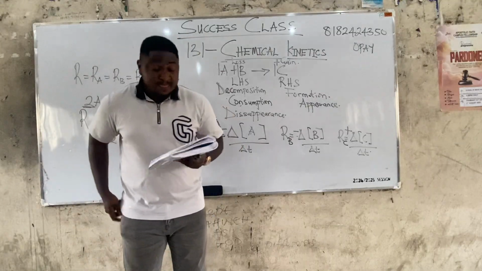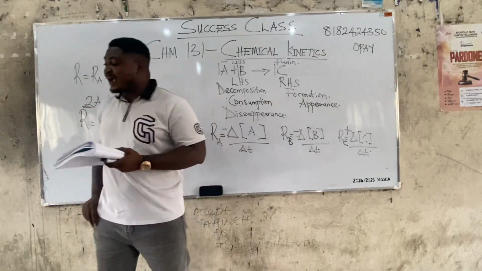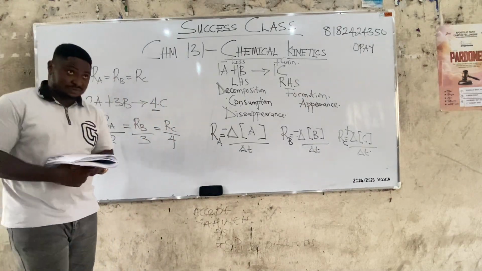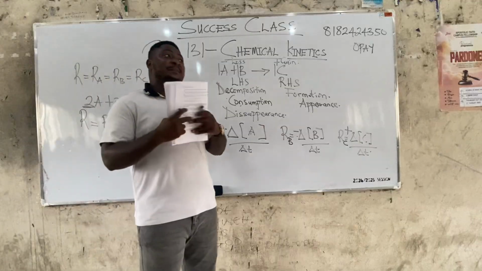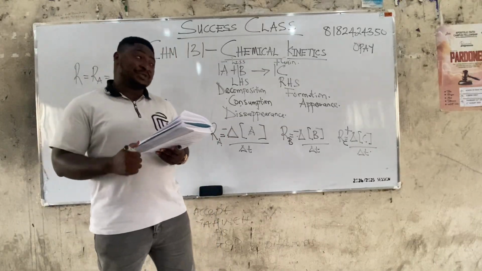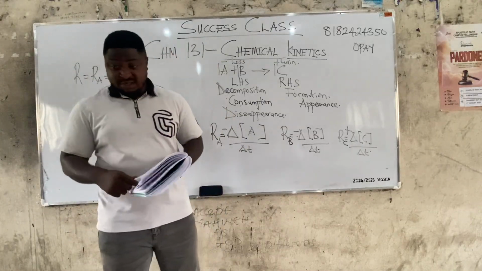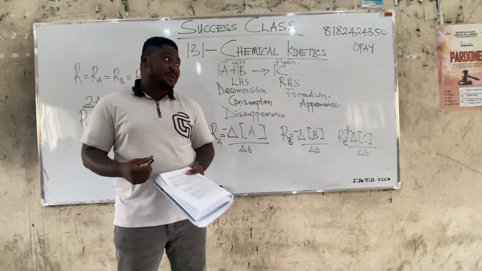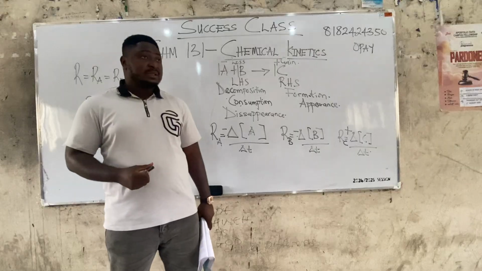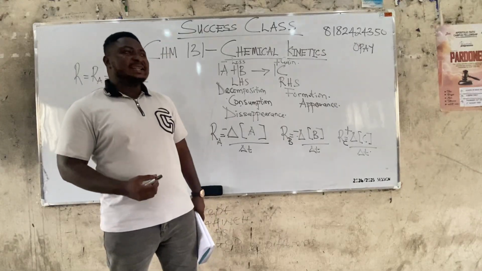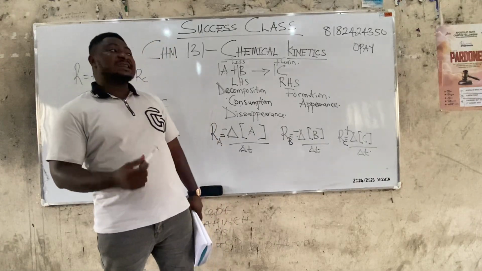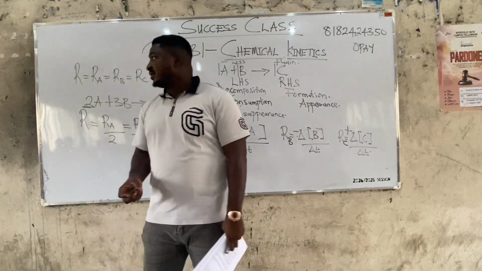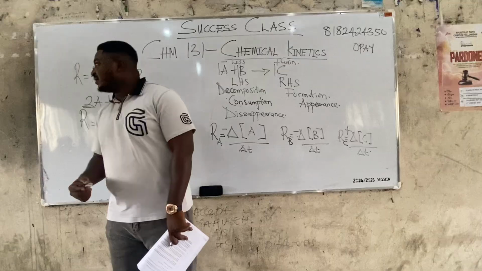Class, the higher the temperature, the faster the chemical reaction will proceed. Hence, the higher the rate of the chemical reaction. The higher the temperature, the faster the chemical reaction will do what? Proceed. Hence, the higher the rate of the chemical reaction.